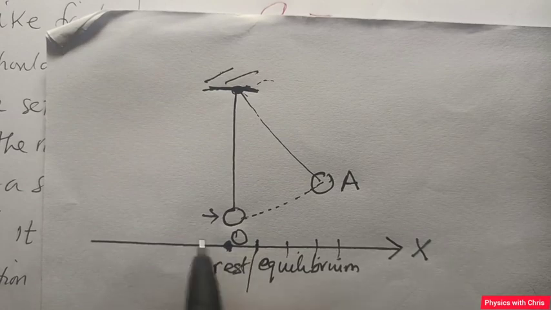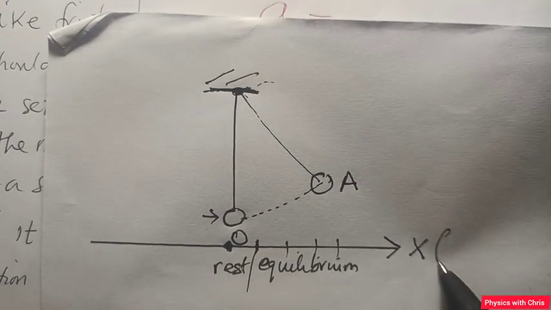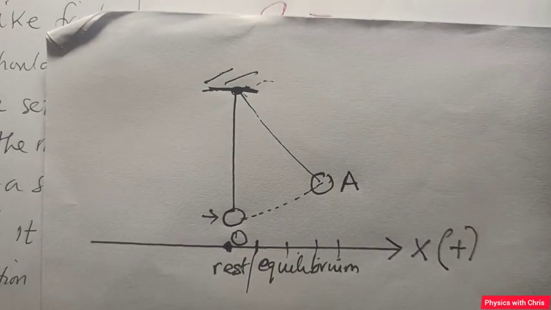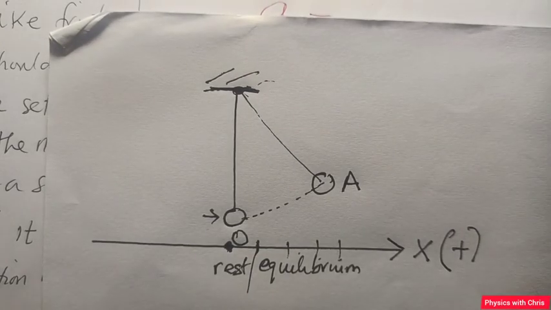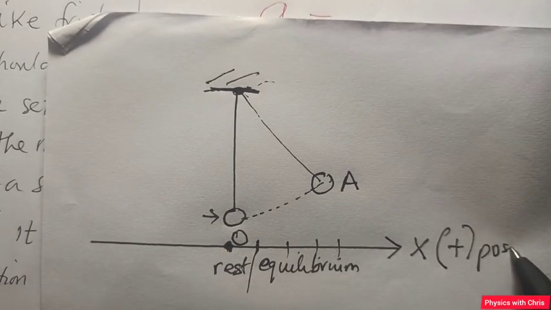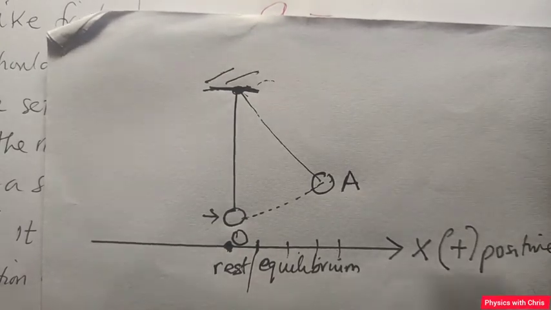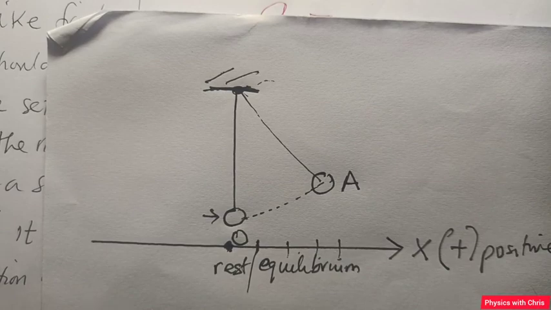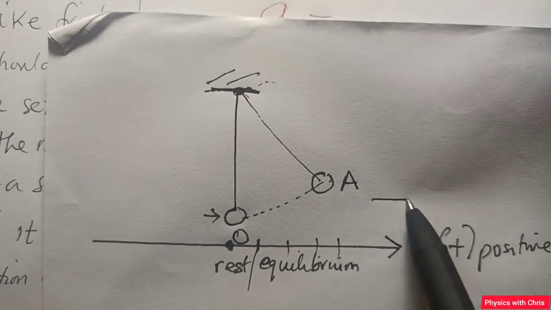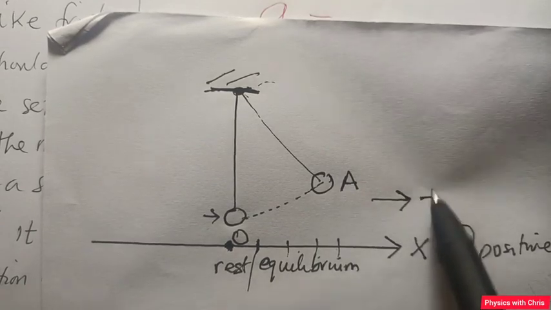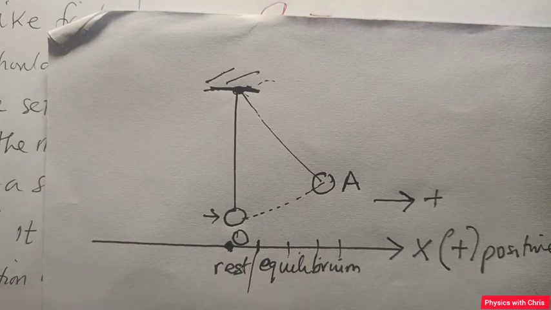So if the bulb moves to the right, I can call that positive displacement. That is to say, the direction towards the right is given a positive sign. So when the bulb is moving to the right, that is positive. Whether it is displacement, velocity, or acceleration, as long as it is directed towards the right, we can give that a positive sign.